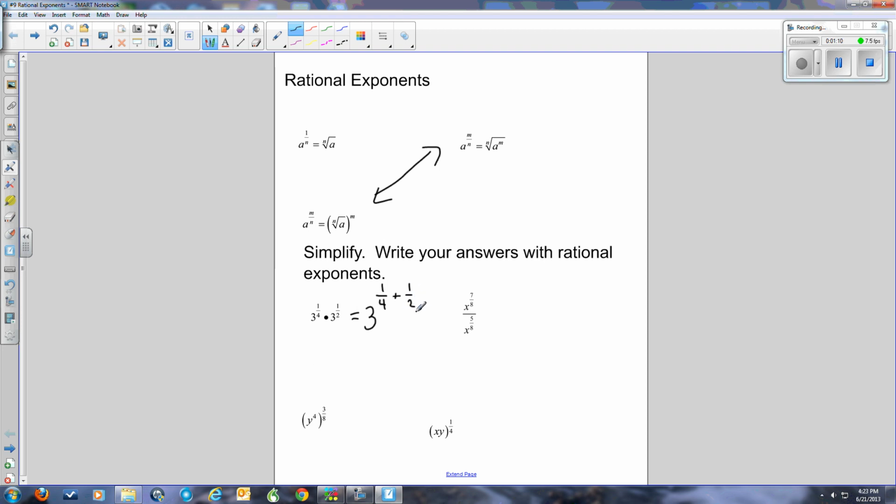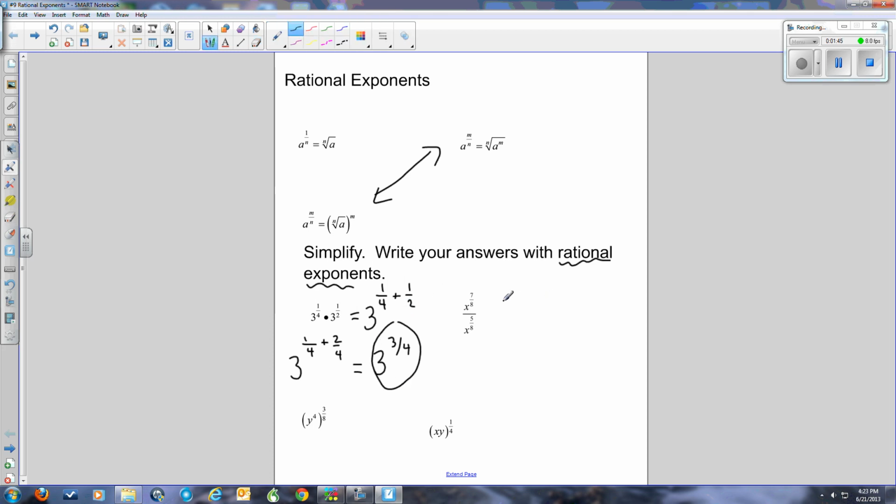Remember, you have to have a common denominator, so we could rewrite this. We can write 1/2 as 2/4. So 3 to the 1/4 plus 2/4 is going to give you 3 to the 3/4. Now, your direction said to write your answers with rational exponents, so we're going to leave it just like that.